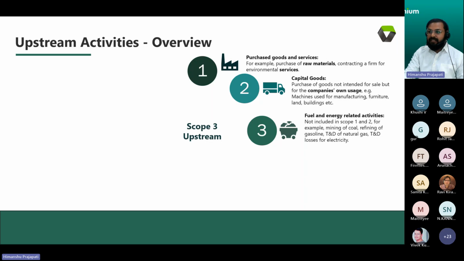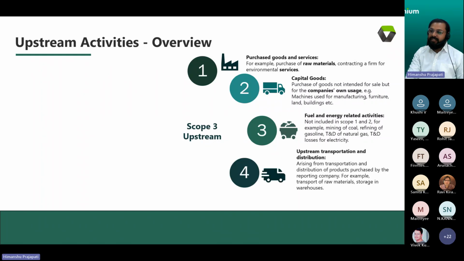Be mindful that these activities are not included in scope 1 and scope 2 of the reporting company itself. And we have already covered scope 1 and scope 2. I hope that we don't need to go back to that. So examples are mining of coal, refining of gasoline, transmission and distribution of natural gas, transmission and distribution and loss of electricity. So all of these categories come under fuel and energy related activities, scope 3 upstream.